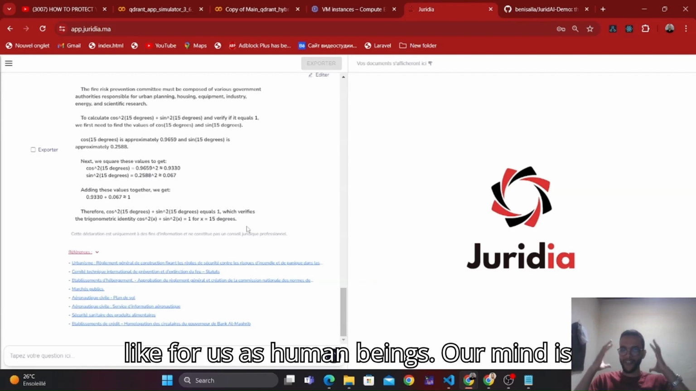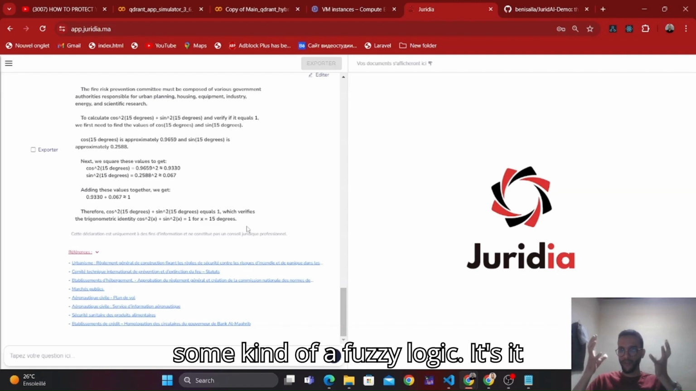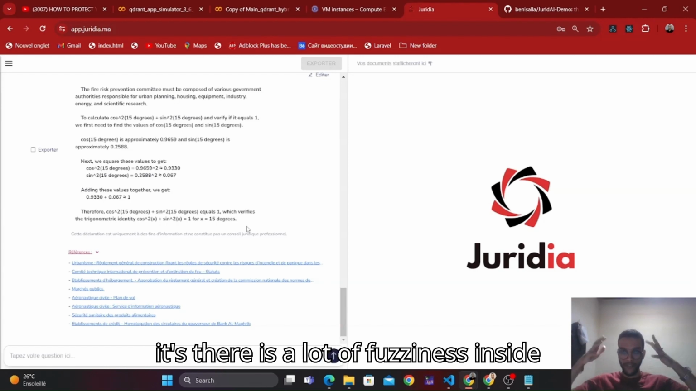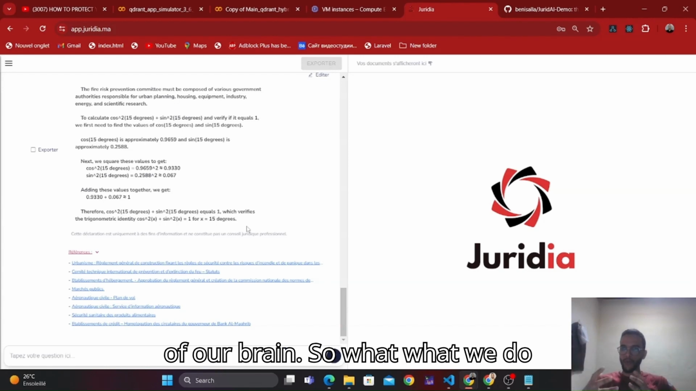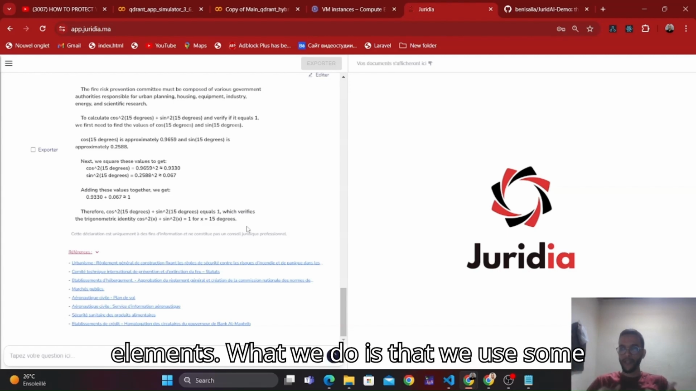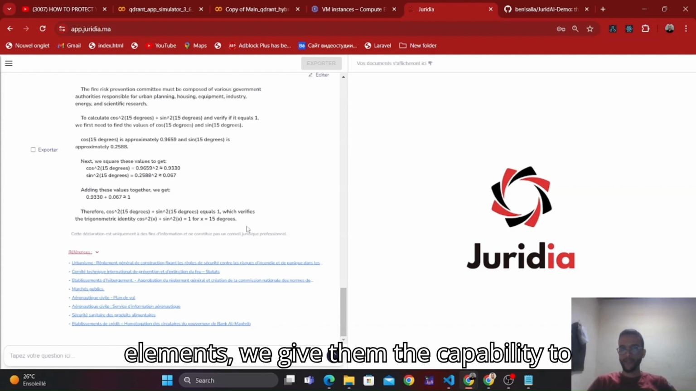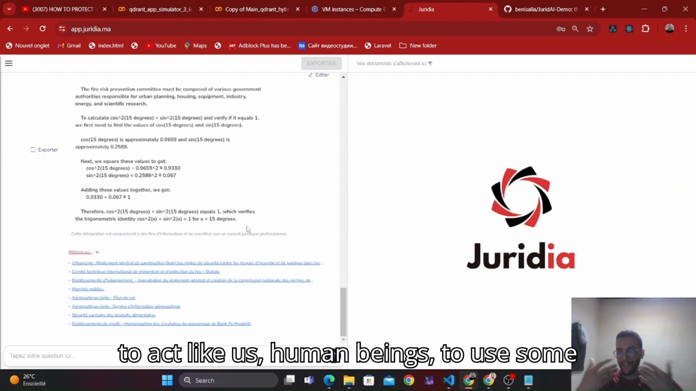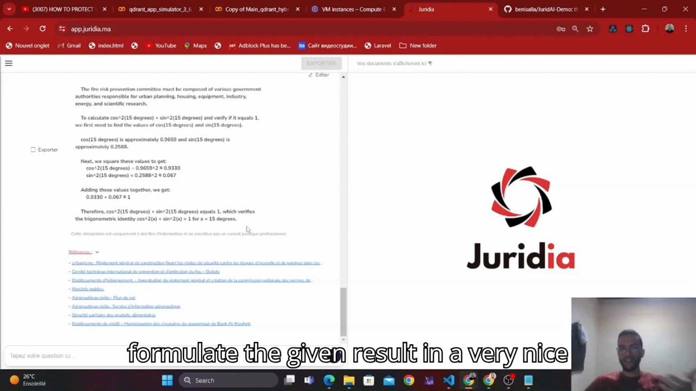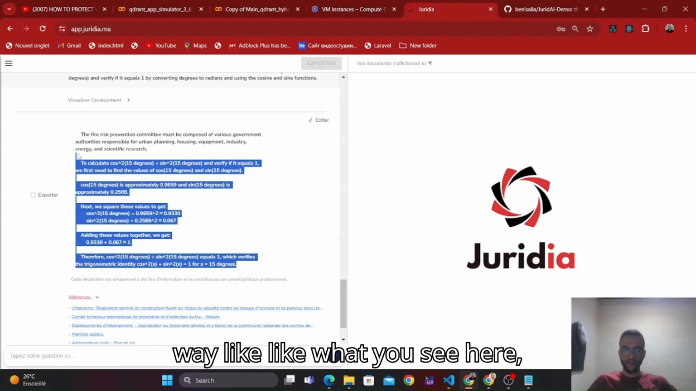It's like for us human beings: our mind is very capable, but it has a kind of fuzzy logic. It cannot do exact things like exact calculations, because there is a lot of fuzziness inside our brain. So we don't trust our brain in calculations, and the same goes for LLMs. What we do is use tools. For example, I use a calculator. And for LLMs, we give them the capability to act like us, to use some tools, get results, and then formulate the result in a very nice way, like what you see here.